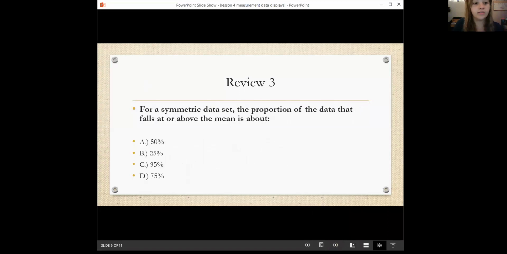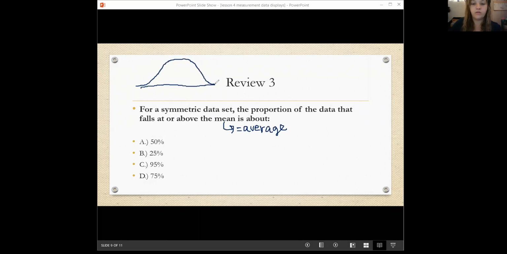All right, for number 3, it says, for a symmetric data set, the proportion of the data that falls at or above the mean is about what? So this is where you want to think about the percentage of the data, how much is where. Remember that our mean is our average. So if we have our average, that's going to be our dead center. It's symmetrical on either side. So if we draw out a symmetrical, normal curve, it's the same on this side as it is on this side. It should be like a mirror image, remember.